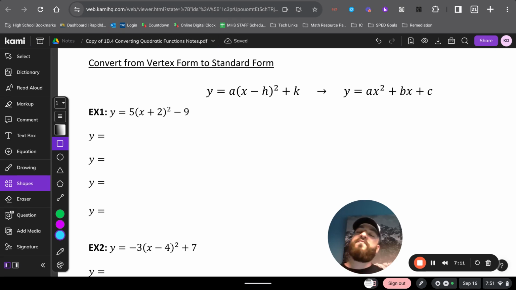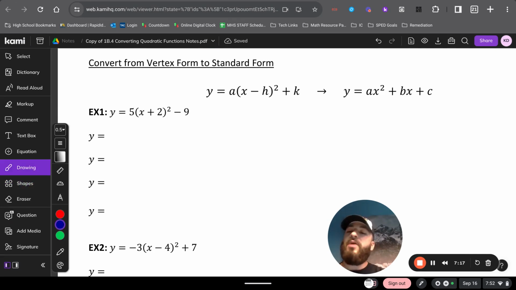So we can actually just FOIL that vertex form out and it's going to automatically give us that equation in standard form. But the big note that I want to make here, we have 5 times x plus 2 squared minus 9, is that x plus 2 squared does represent x plus 2 times x plus 2. So we would simplify that by FOILing. It does not represent x plus 2 like squared, so like x squared plus 4. We need to make sure we FOIL that all the way out so we actually get everything correctly multiplied and we get all of our extra terms.